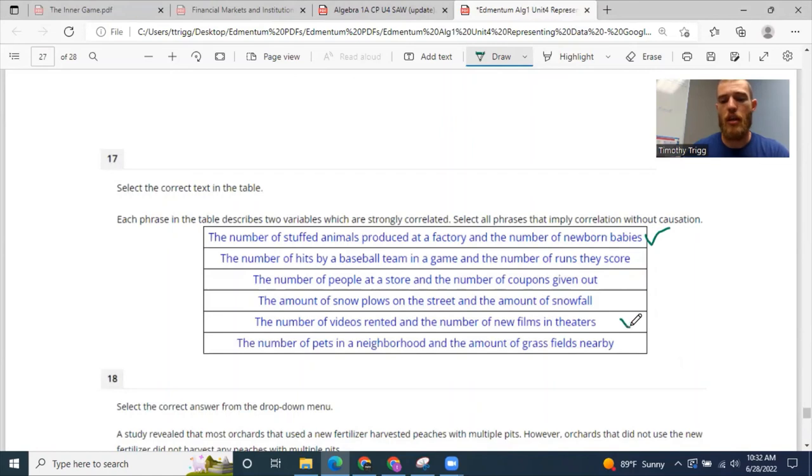The number of videos rented and the number of new films in theaters. Here there's a correlation, but not causation. Not really sure about this one either, but that's what they say. So we're going to click it. The number of pets in the neighborhood and the amount of grass fields nearby. This one is correlation, but not causation. So we're going to click the first and then the last two there as our answer.